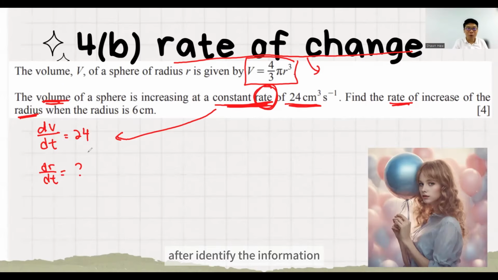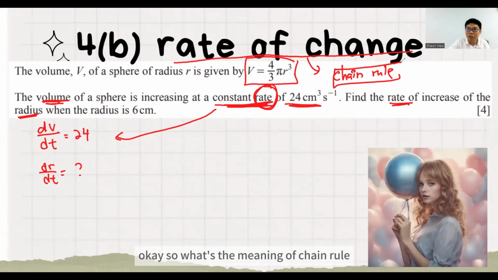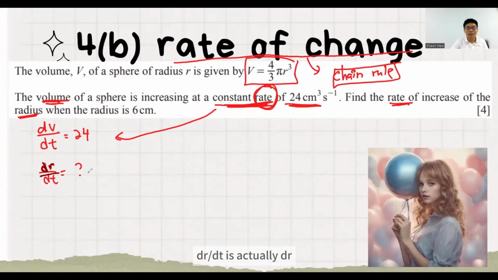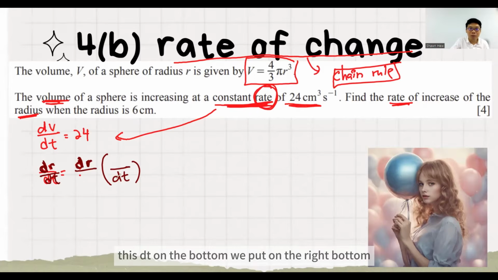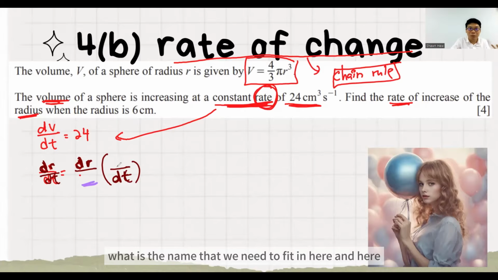After identifying the information, we can now use the chain rule. So what is the meaning of chain rule? Chain rule is very easy, it's very logical. To find dr/dt is actually dr over something, times something over dt. Agree or not? I repeat again, chain rule means this dr on top, I put on the left. This dt on the bottom, we put on the right bottom.